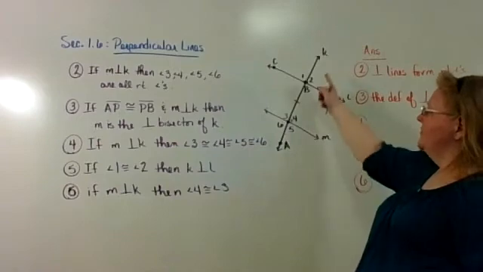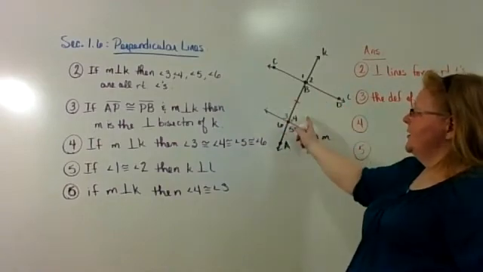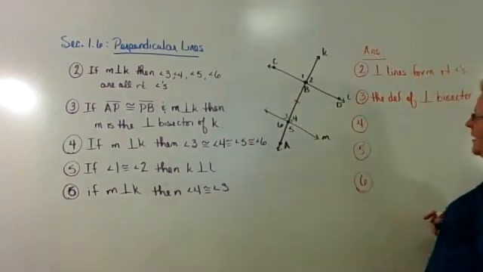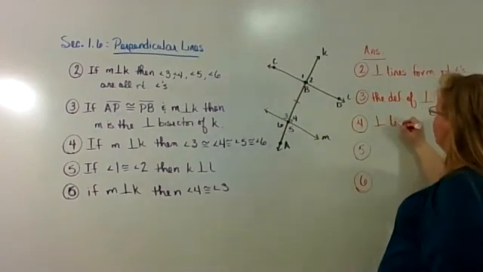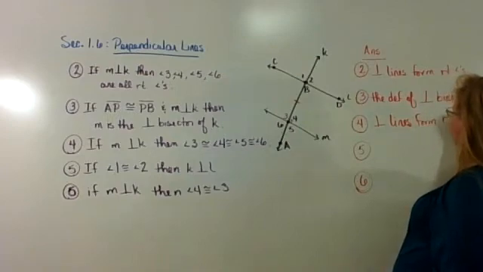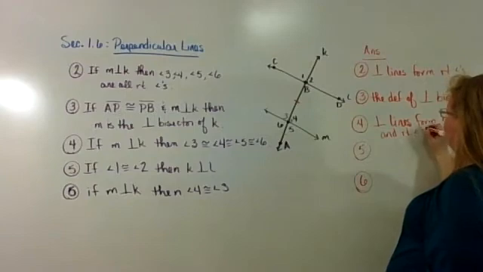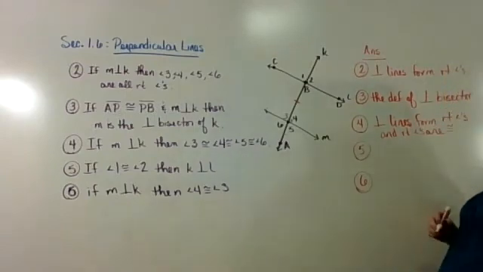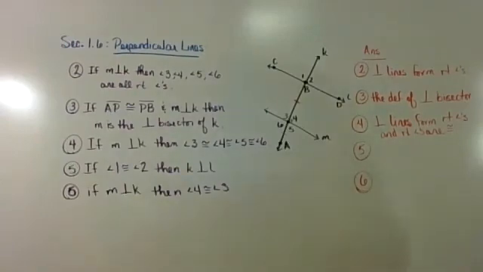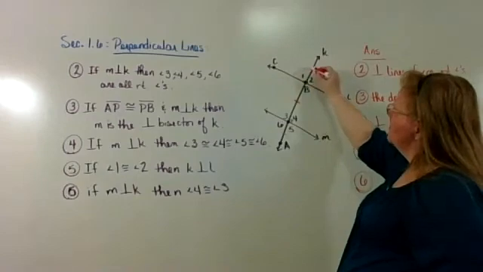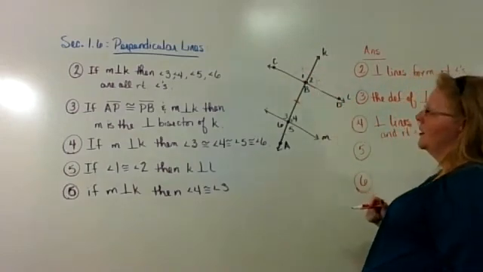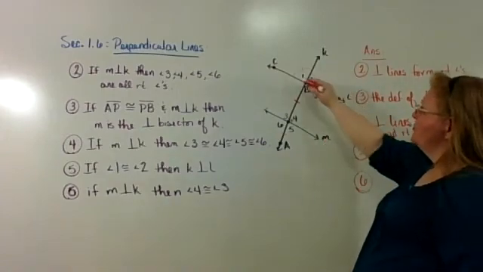Number 4, if M and K are perpendicular, then angles 3, 4, 5, and 6 are all congruent. How do we know that? Perpendicular lines form right angles, and right angles are congruent. You don't have to use the same statement. You can have more than one statement to get to this. That's okay. Number 5, if the measure of angle 1 is congruent to the measure of angle 2, then K is perpendicular to L.